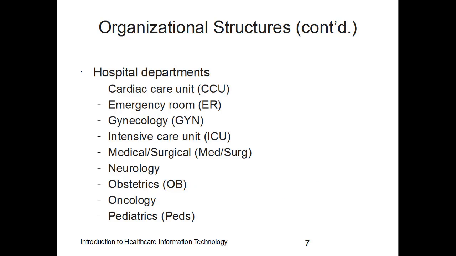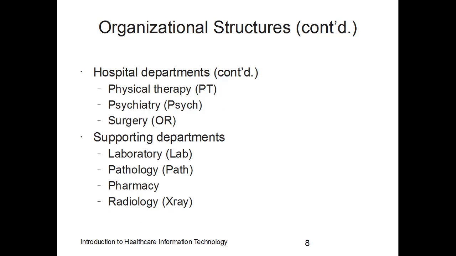Some common hospital departments you'll see: cardiac care unit, known as CCU, emergency room, ER. Sometimes you'll see this referenced as emergency department, or ED. Gynecology, GYN, intensive care unit, also known as ICU, medical and surgical departments, neurology, obstetrics, also known as OB, oncology, and pediatrics, also known as PEDS. Some other common departments: physical therapy, known as PT, psychiatry, also known as psych, and surgery, also known as OR.